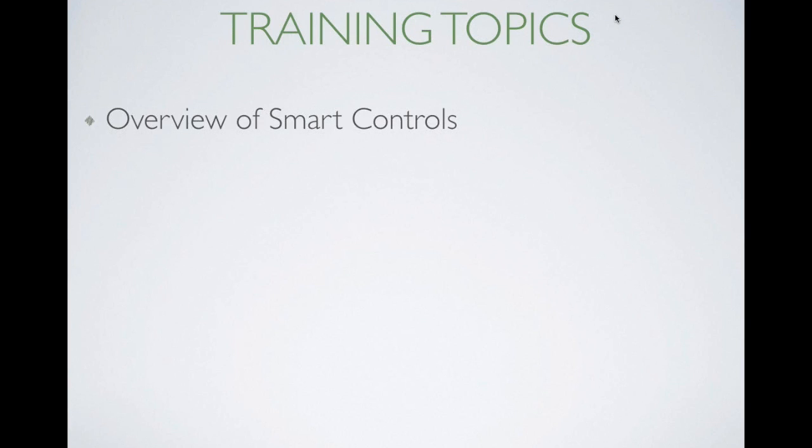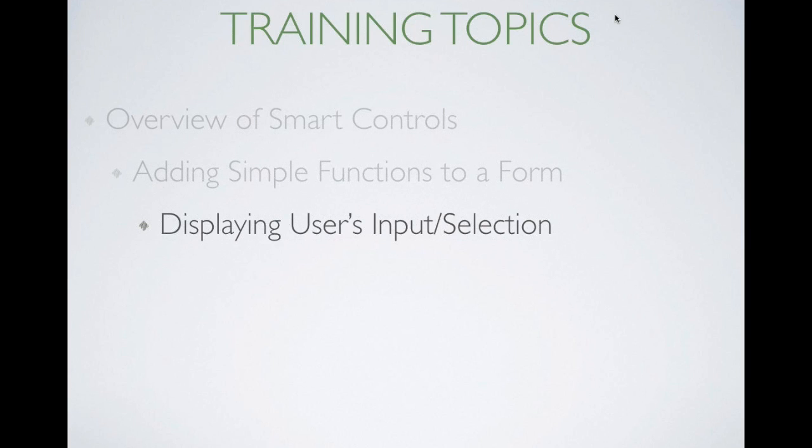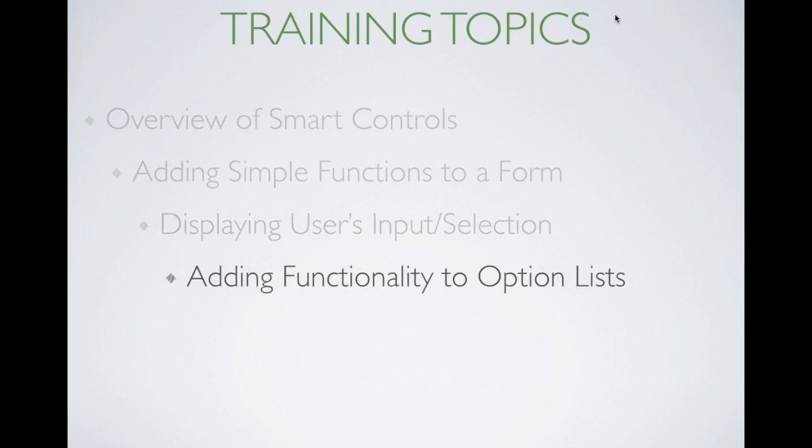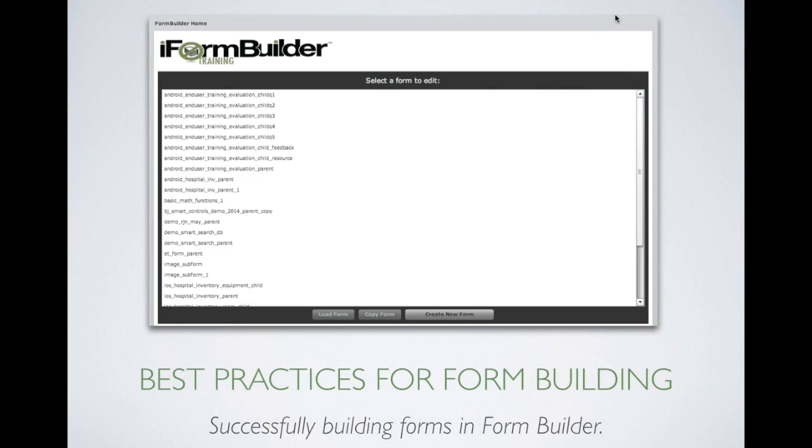All right, so to start, we're just going to go through our training topics. Today, we're just going to start with an overview of smart controls. From there, we're going into how to add simple functions to a form. The third topic today is to display the user's input or selection. Next, we'll go into adding functionality to an option list, and then our iFormBuilder built-in functions. If you are new to the platform and you're new to adding these smart controls, this is a great course for you to be a part of, just because we are going through the basics of smart controls.